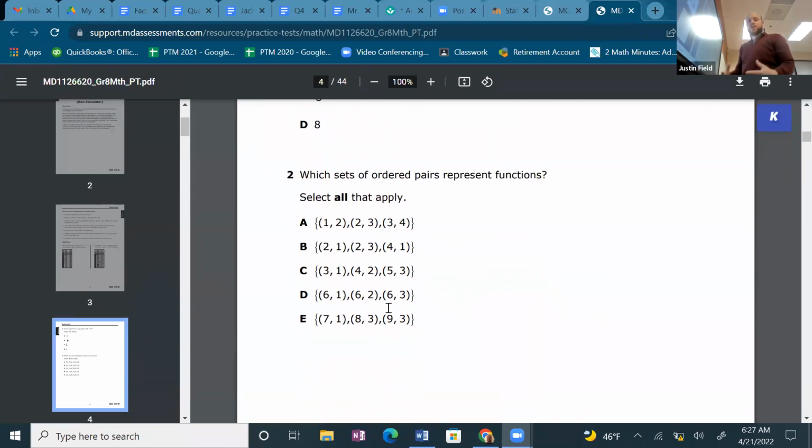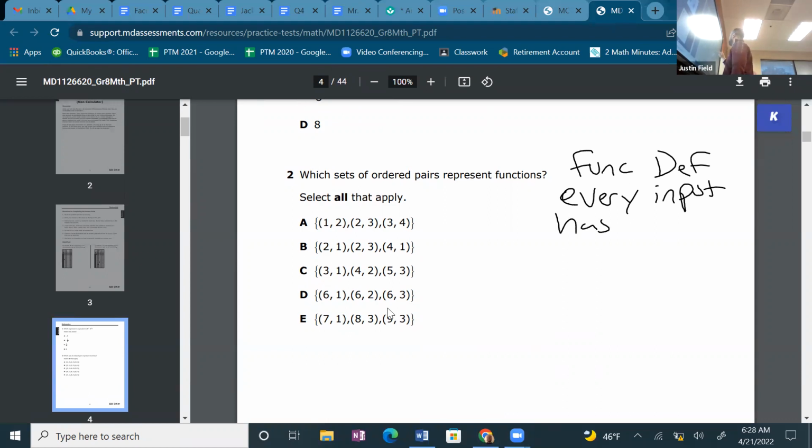Here's another one. Function definition. How many people remember the function definition? So the function definition, func def: every input has only one output. It's like we have the X, we have the Y, right? And so each X can only pair up with one Y. So what we do is look for repeating X's.